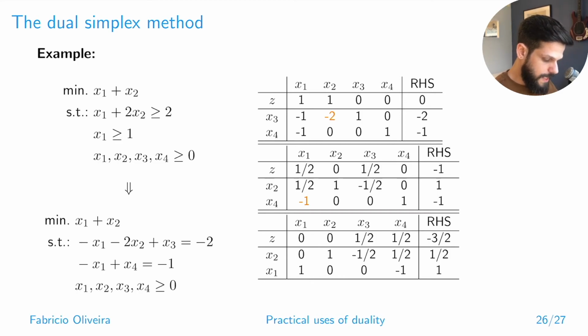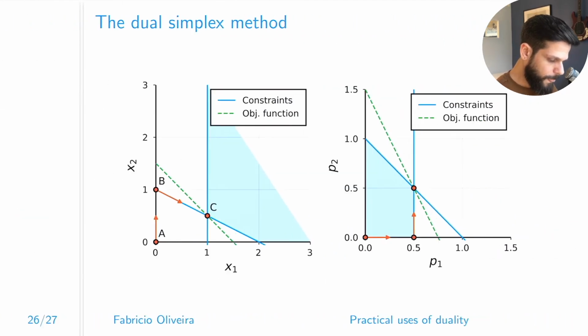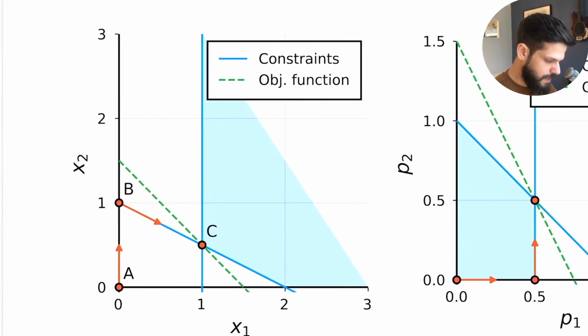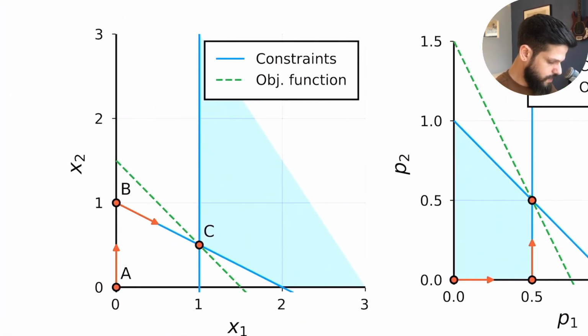We can also see how this is actually working. I have a picture showing it. So here it is for the primal space. Let's concentrate on this picture first, and this is exactly what we've done in our steps. We started with 0,0, and then x2 became basic and we went to 0,1, and then x1 became basic and we ended up at the point half and half.